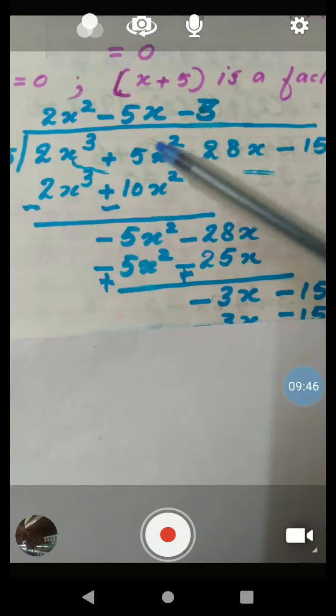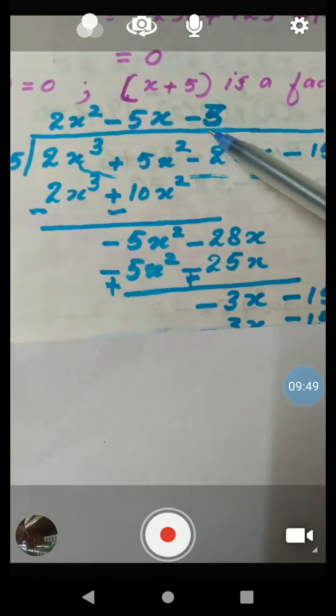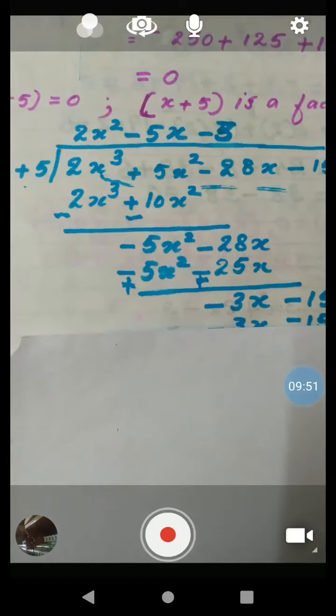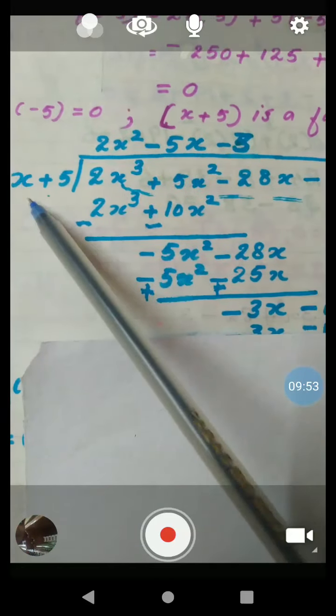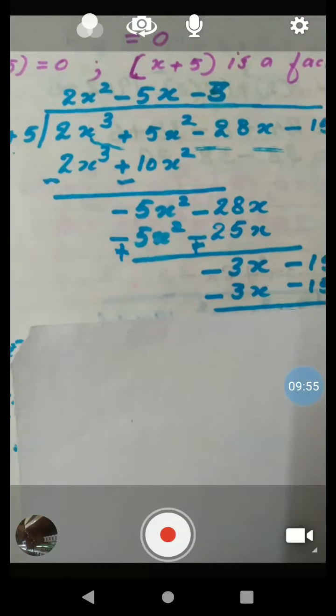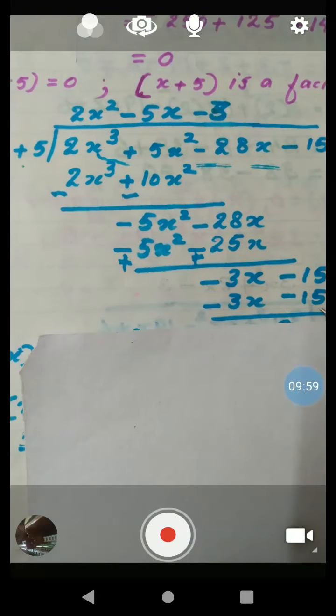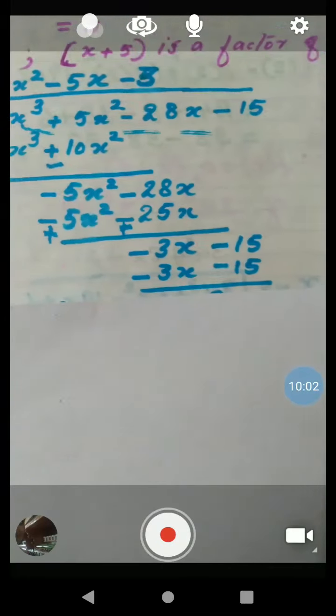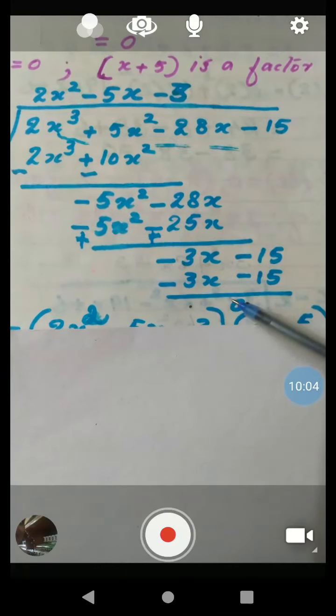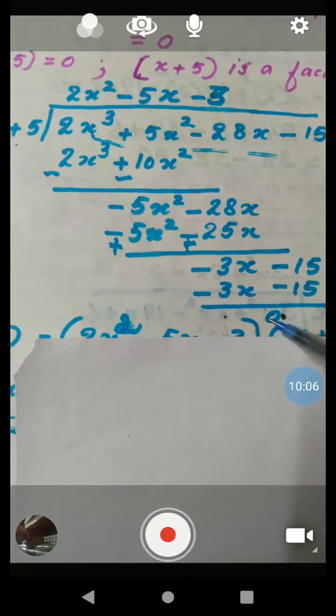And what is the next term in the quotient? That is minus 3. Minus 3 into x is minus 3x. So we can write minus 3x. Minus 3 into plus 5, that is minus 15. Subtract this, we get the remainder 0.